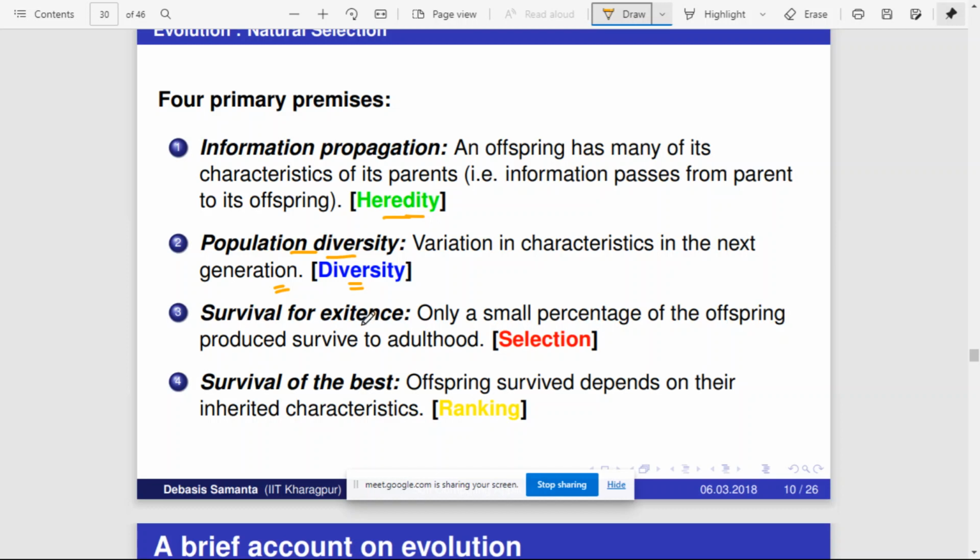Then there is something called selection, survival of existence. Only a small percentage of the offspring produced survive to adulthood. That is called selection, right? And survival of the best: the offspring that survive depend on their inherited characteristics and will be ranked. So we will rank all the offspring and identify which offspring is best. Rank means something like estimating the strength of the offspring, right?